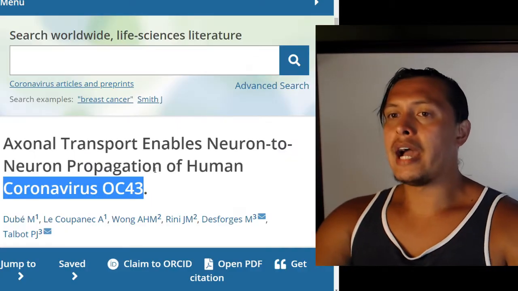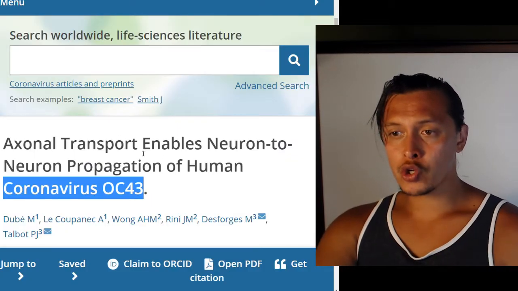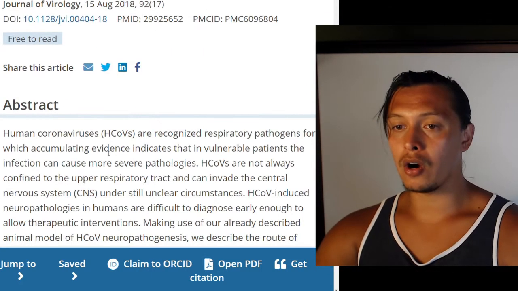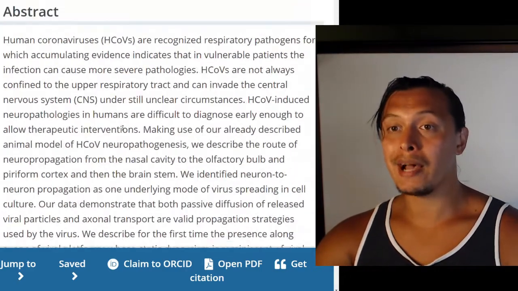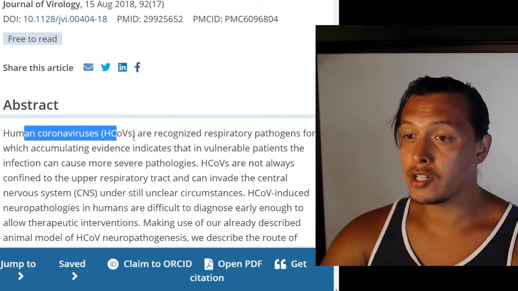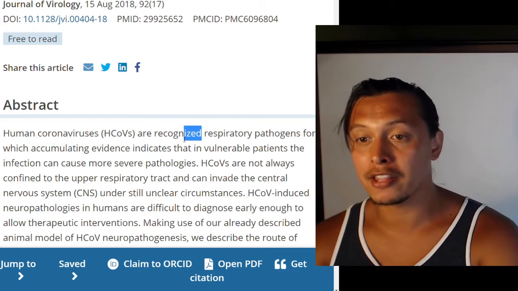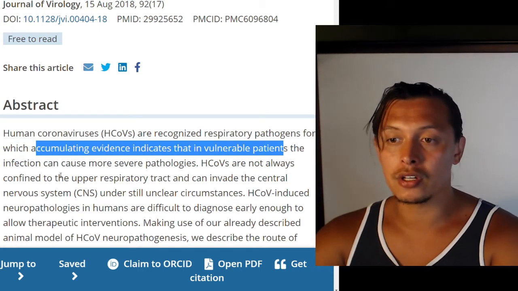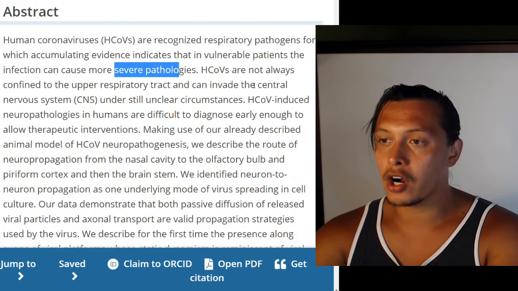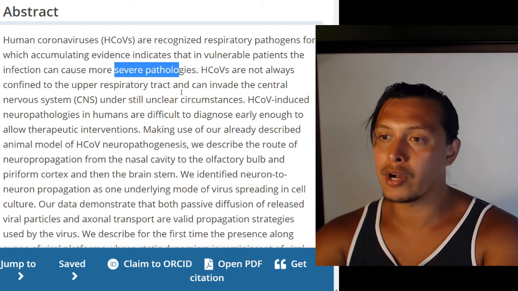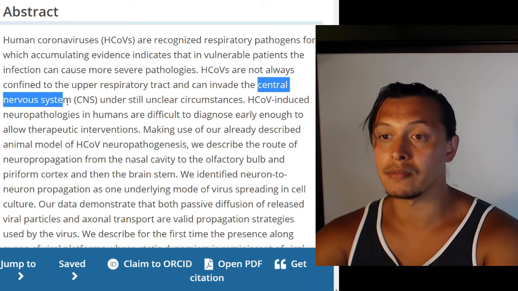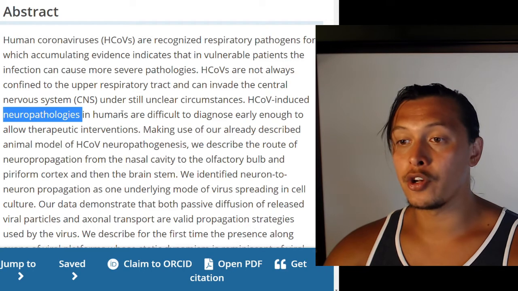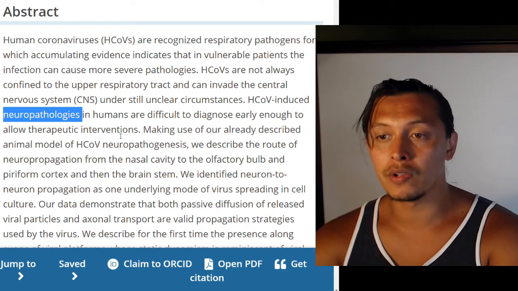So now let's go back to this paper, "Axonal transport enables neuron-to-neuron propagation of the human coronavirus OC43." I'm not going to go through the whole paper, I'm just going to go through the abstract. Human coronaviruses, also known as HCoVs, are recognized respiratory pathogens for which accumulating evidence indicates that in vulnerable patients, the infection can cause more severe pathologies. HCoVs are not always confined to the upper respiratory tract and can invade the central nervous system, or the CNS, under still unclear circumstances. The HCoV-induced neuropathologies in humans are difficult to diagnose early enough to allow therapeutic intervention.